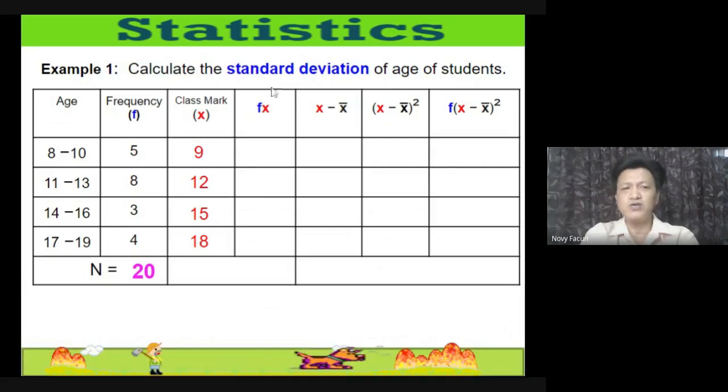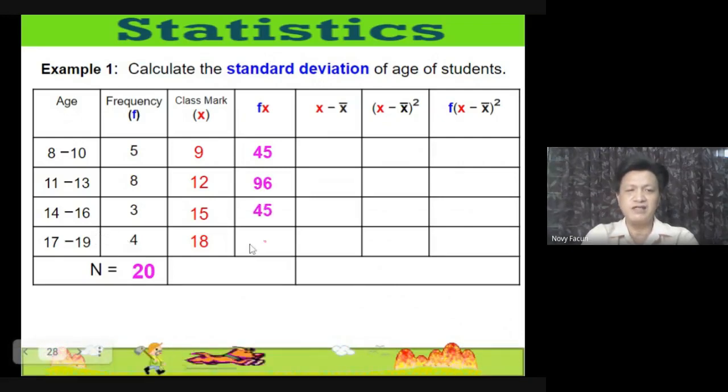Then, makukuha na natin yung ating product ng frequency at class mark. Multiply lang natin to. 5 times 9, that is 45. Then 8 times 12, that is equal to 96. Then 3 times 15, that is 45. 4 times 18, that is 72.